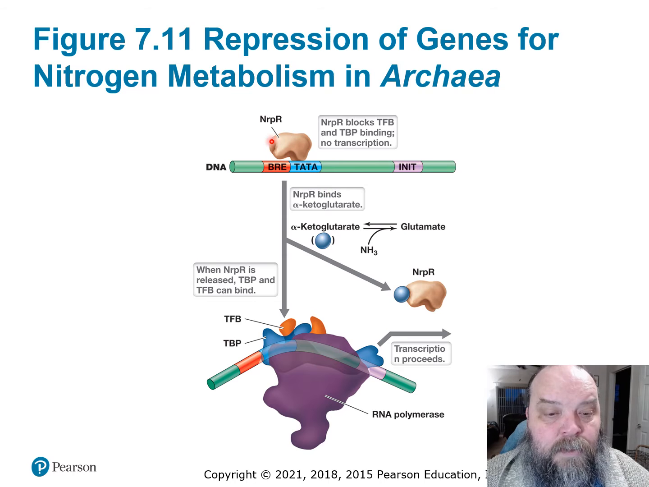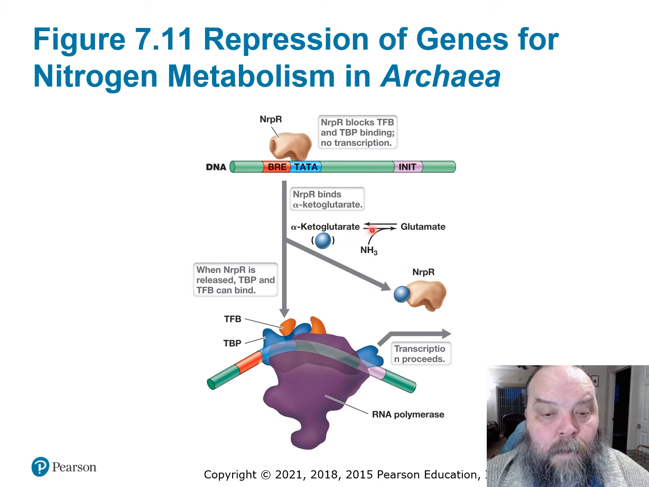Under normal conditions, NRPR is there. It's bound. It will not allow the positioning of RNA polymerase because it's bound at the TATA box. It's interfering with TFB and TBP, two transcription factors that aid in the recruitment and positioning. Alpha-ketoglutarate binds and pulls away. Alpha-ketoglutarate in high levels of ammonia becomes glutamate.